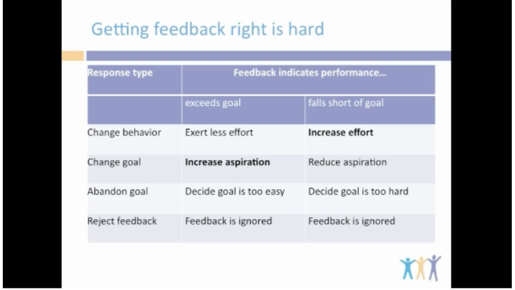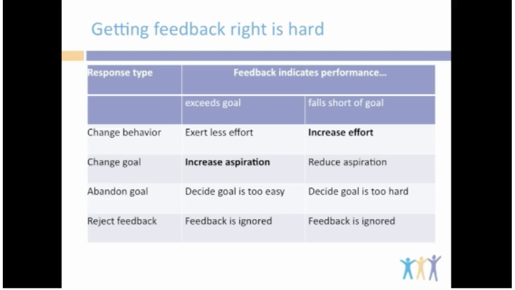So here's why getting feedback right is so hard. When we give students feedback, there are four different things the students can do. There are two different scenarios. So that means that when we give students feedback, there are 8 things that can happen, and 6 of them are bad. The only good outcomes are when the feedback shows performance falls short of the goal, students increase effort, and when it shows students they've already reached the goal, they increase aspiration.